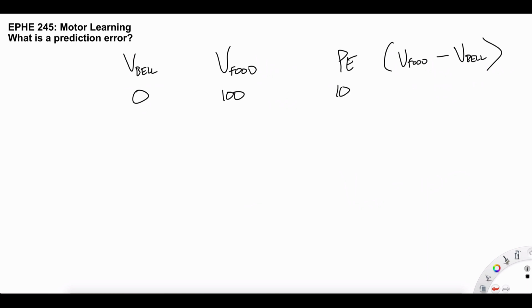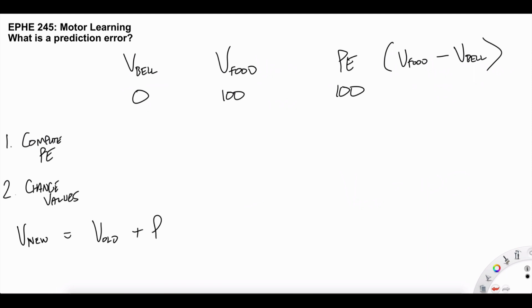So if you think about stages of learning and how learning works with prediction errors, you first always compute your prediction error. Now, what does that prediction error actually do? Well, it's used to change values. Now, how does that happen? Again, it's a little bit of math and it's pretty straightforward, which is we can say that the new value of something is equal to its old value plus a prediction error. So in this case, this math would give us 100. The old value was 0, the prediction error is 100.